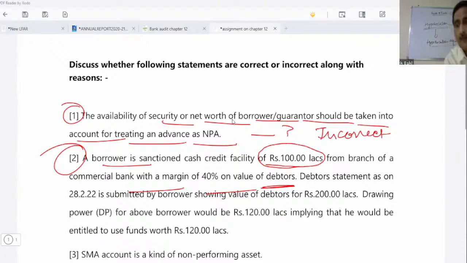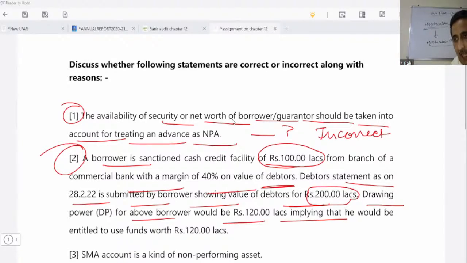Okay, so the debtor statement as on 28/2/22, that is 28 February 2022, is submitted by borrowers showing debtors value of 200 lakhs, rupees 2 crore. So drawing power for above borrower would be 120 lakhs, implying that he would be entitled to use funds of 120 lakhs. Whether this statement is correct or incorrect. Only Rohan Jain has sent the mail till now.